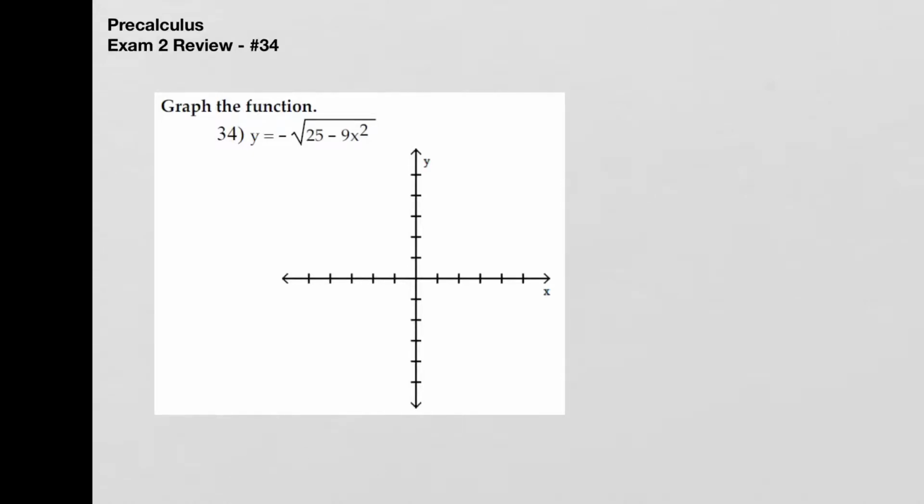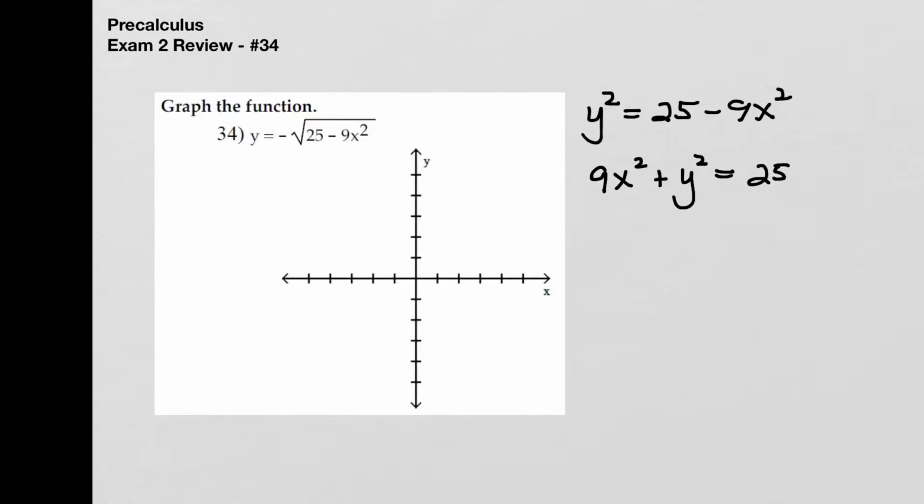In this problem, I want to graph the function y equals the negative square root of the quantity 25 minus 9x squared. Now, to find out what kind of function this is, I'm going to start by squaring both sides. And I have y squared equals 25 minus 9x squared. Now, if I add 9x squared to both sides, I have 9x squared plus y squared equals 25.